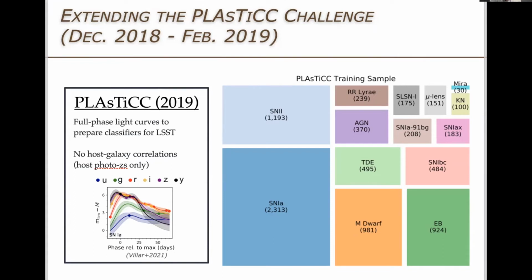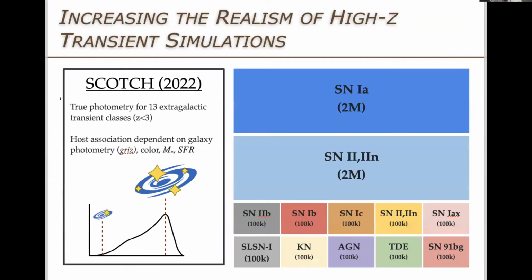Now, to extend this initial framework, we've constructed Scotch, a catalog of 5 million transient light curves extending to redshifts as high as 3, and the realistic properties of their host galaxies based on a data-driven approach that consolidates what we know about these transients from extant samples.